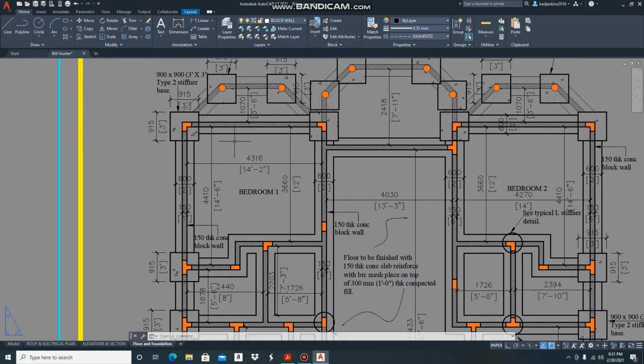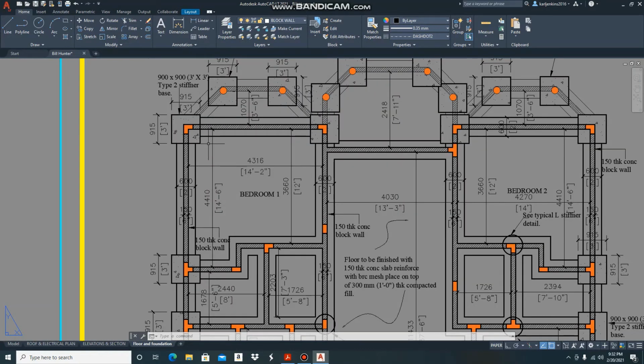Secondly, and a very, very critical aspect of the foundation plan, you must study the location and placement of your stiffener columns, okay?